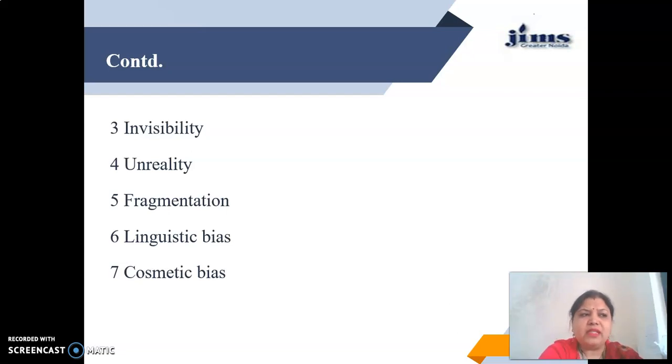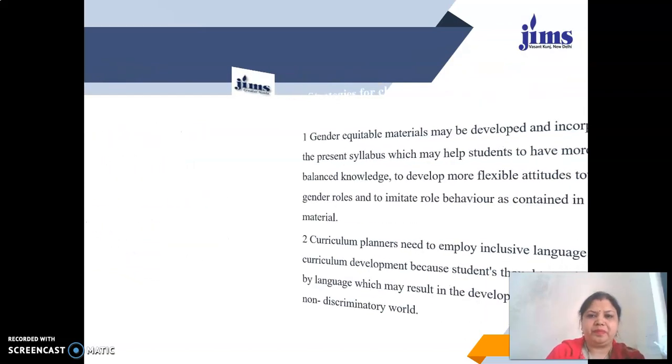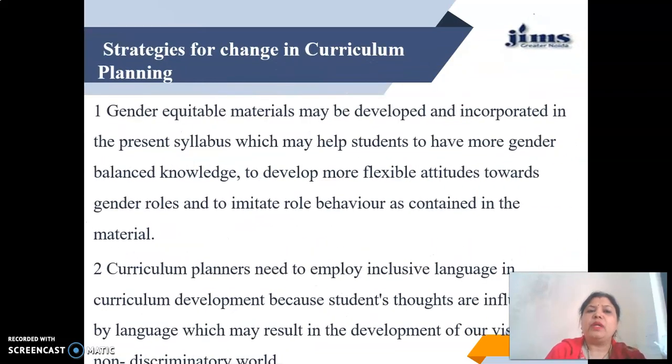And the last one is cosmetic bias. It offers an illusion of equity. Beyond the glitz and glamour, gender bias persists in society, in school, and as well as through curriculum. But what are the strategies we can opt for change in curriculum planning?